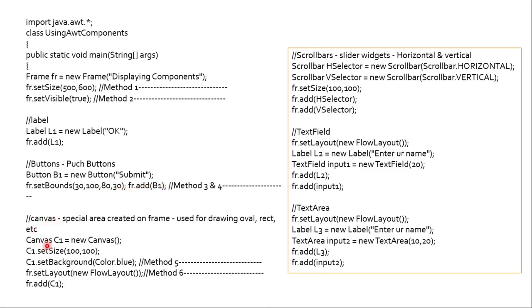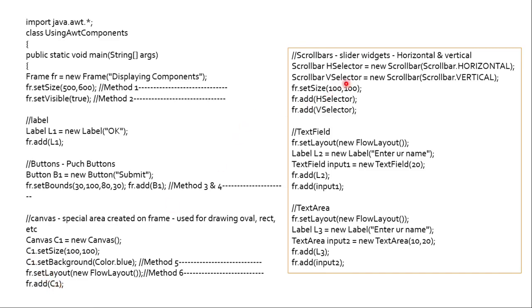Likewise, the next component is a canvas. You need to create the canvas, and you need to set the size. So here I have given a note: a special area created on the frame, used for drawing an oval, rectangle. You can perform drawing on that space. And I'm going to set the background color. You can set a background color for that also, like Color.blue, in the sense blue color is going to display. And you can set a layout also. We are going to discuss layout managers especially. There are different layout managers, we'll understand that better. So as of now I have used FlowLayout here. Then I'm going to add this canvas. As I said, everything we need to add in the frame if you want it displayed properly.